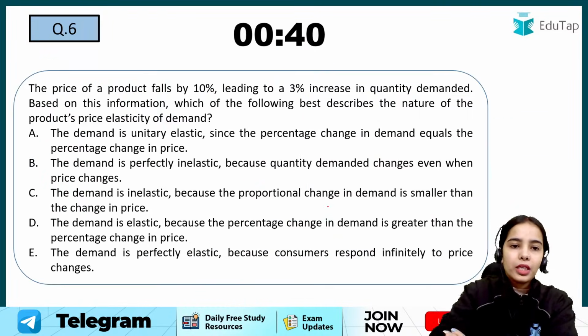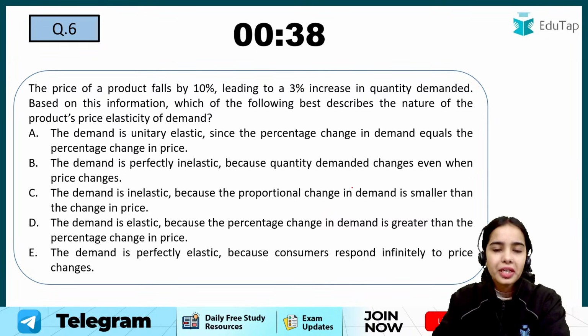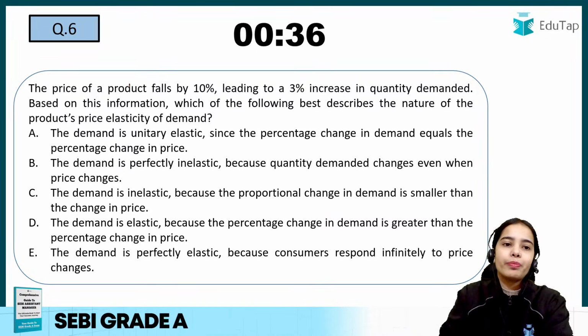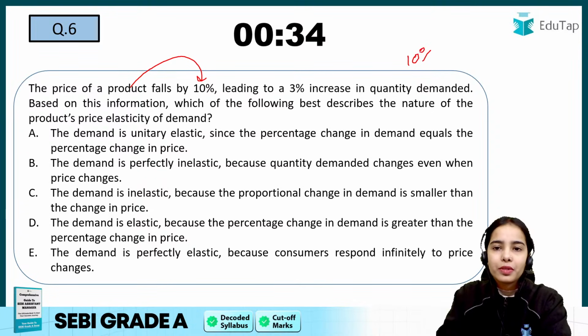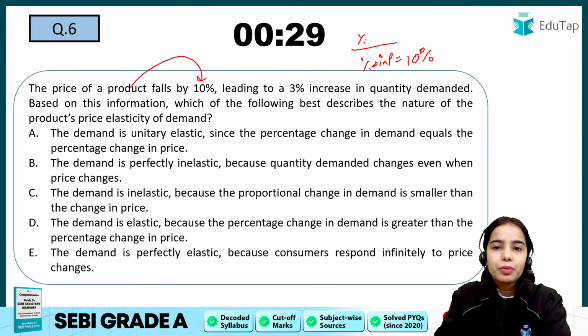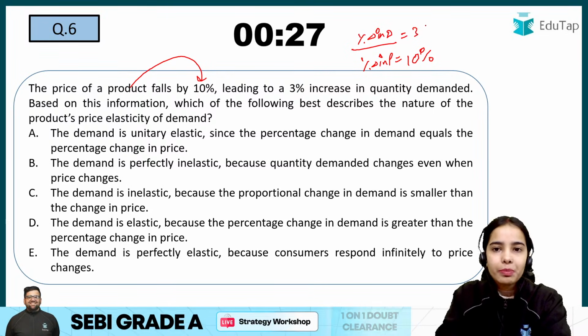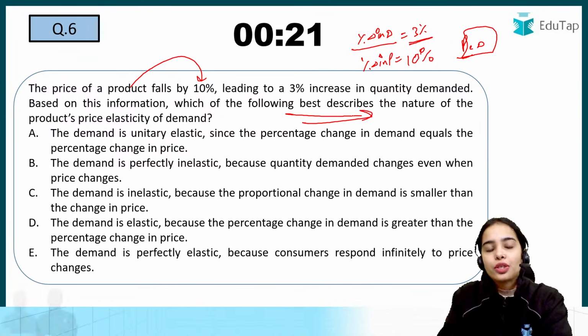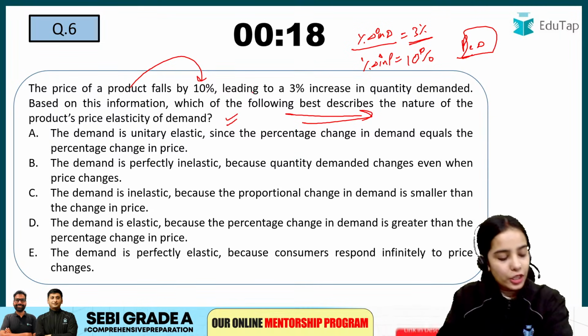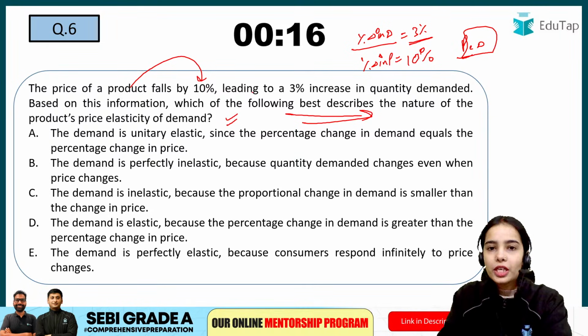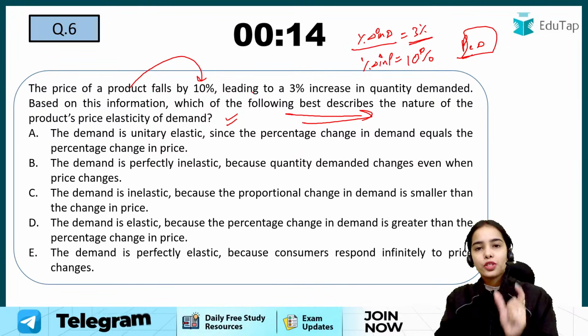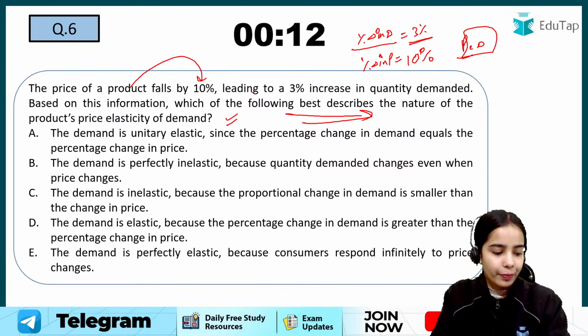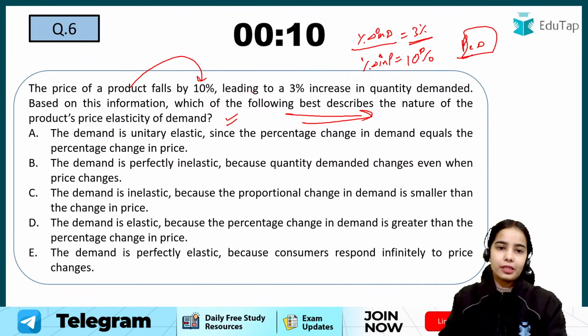Okay. Now coming to the next question, a very easy question. Read the first line and try to answer. If the price of a product is falling by 10%, the percentage change in price is 10% and the percentage change in demand is 3%. So which kind of price elasticity of demand is this? Which of the following best describes the nature of the price elasticity of demand? I hope you will be easily able to answer this question. If you know the basics of price elasticity of demand, then this is a very, very easy question. A phase 1 level question, I can say.